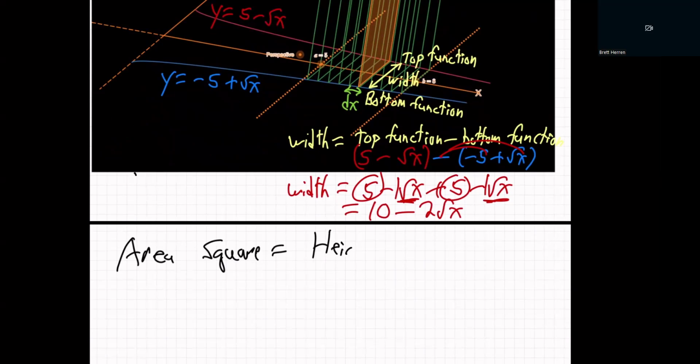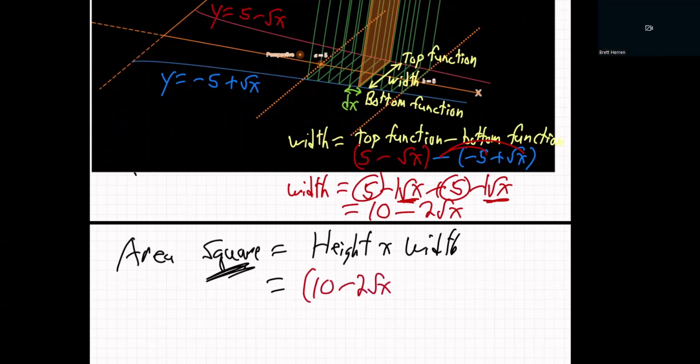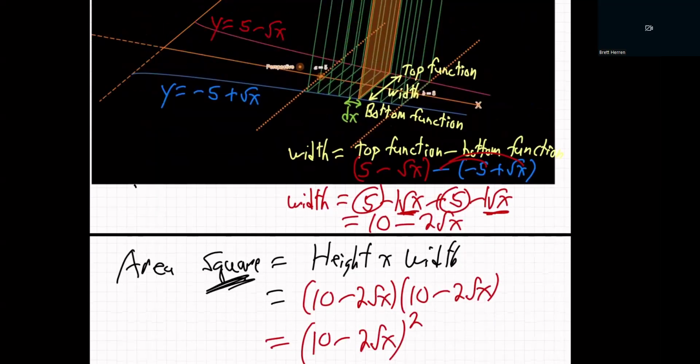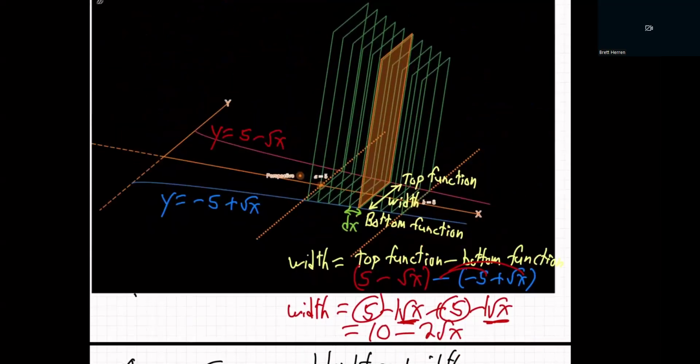is height times width. And the height and the width are the same because that's what it means to be a square. So it's going to be 10 minus 2 root x times 10 minus 2 root x. The height and the width are the same. So that's better known as 10 minus 2 root x squared. That's the area of the square. That's not quite the volume. Remember, area is flat, two-dimensional. That's the area of the square right here. But then it has a thickness dx.